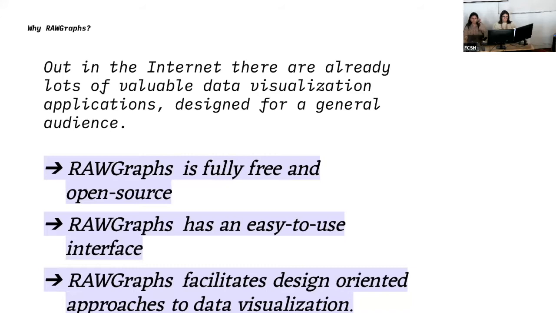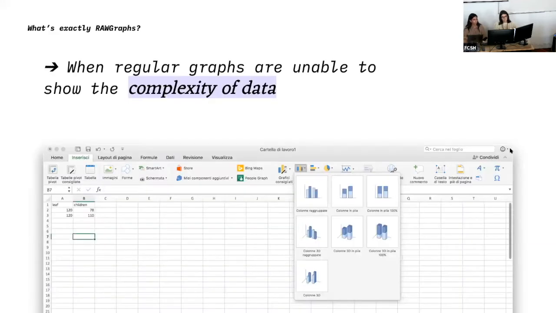Out on the internet, there are already a lot of valuable data visualization applications designed for a general audience. But the difference with RawGraph is that RawGraph is fully free and open source, has an easy-to-use interface that we are going to show you. And RawGraph facilitates design-oriented approaches to data visualization. So, in fact, we use RawGraph when regular graphs are unable to show the complexity of data.